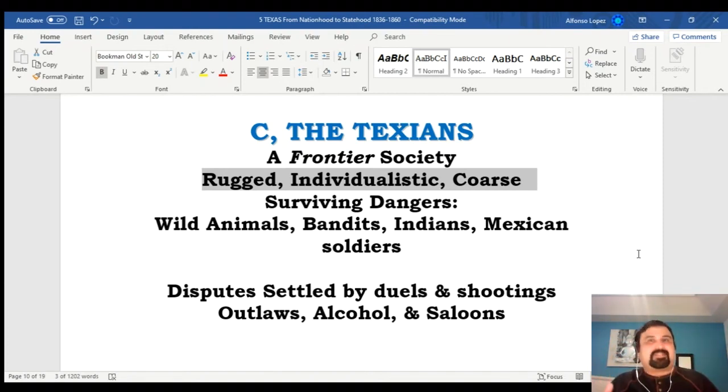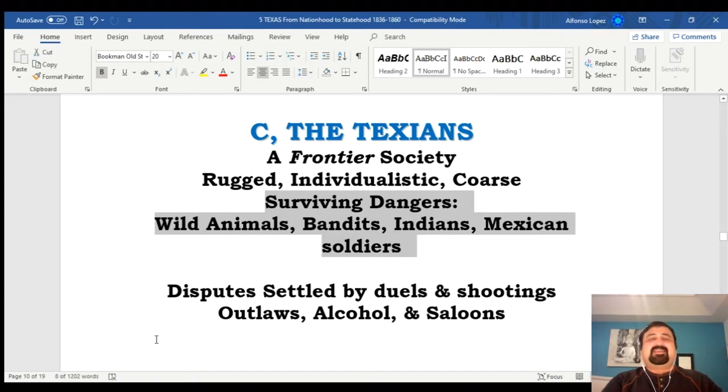So their language, okay, the way their manners, etc., is that they were quite coarse in terms of cursing a lot, etc. It's quite common, that this was the common way of speaking and communicating, okay, during this time. So again, surviving dangers, the wild animals, there were bandits, again, in many cases. In Texas, it was so common, people stealing cattle, for example, looking for trouble.